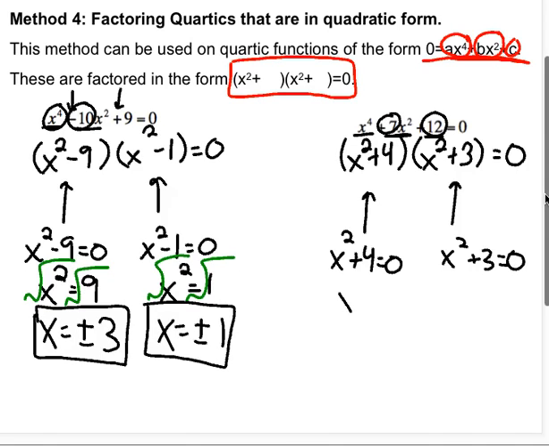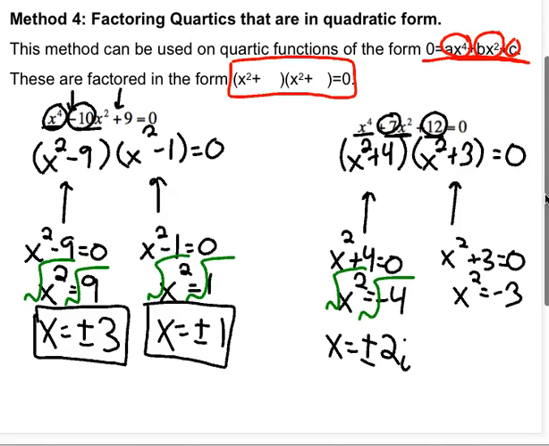I have to subtract the 4 over. And now I go to square root both sides. Remember, that gives me a plus or minus. Square root of 4 is 2. And then because I'm square rooting a negative number, remember that means I'm always going to get that i paired with it. Then on this side, I'm going to subtract the 3.